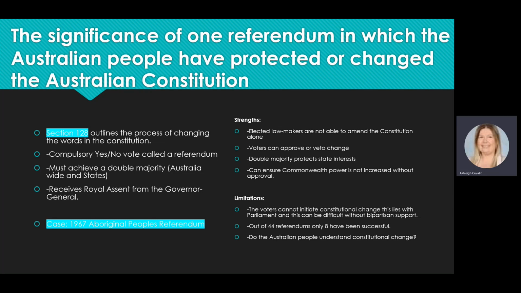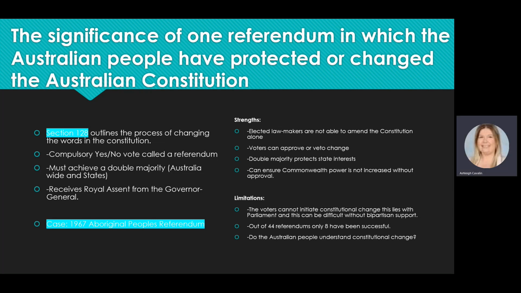The referendum that you could talk about is the 1967 Aboriginal People's Referendum. I'll find the slide to discuss that in more detail in a second. Now, what are the strengths? Well, elected lawmakers are not able to amend the Constitution alone. It is up to the voters who can approve or veto the change. We know double majority protects the state interests, and we can ensure Commonwealth power is not increased without approval.